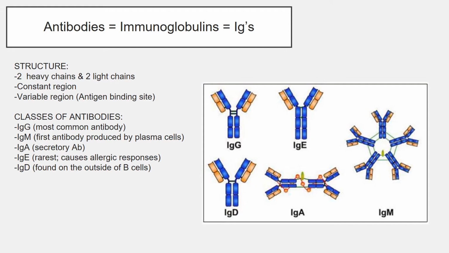IgA is a secretory antibody. It's secreted in saliva, sweat, breast milk, and mucous membranes. It's a dimer. Your next antibody is IgE. It's the rarest. It causes allergic reactions, activates mast cells and basophils, which secrete histamine, and is also a monomer. Your last class is IgD. It is found on the outside of B cells. It's a monomer.